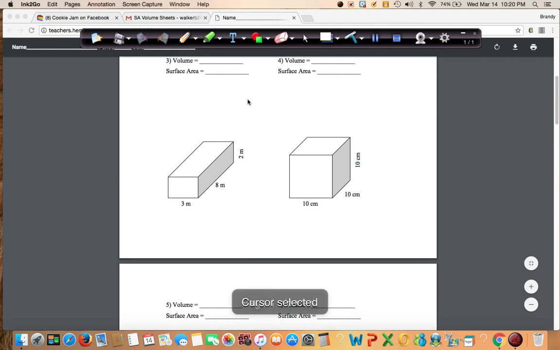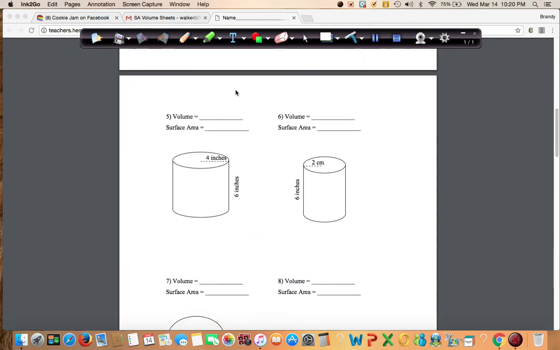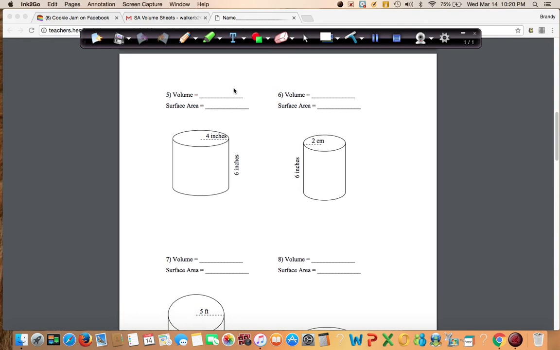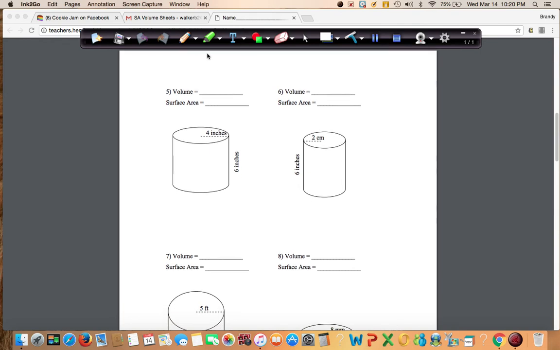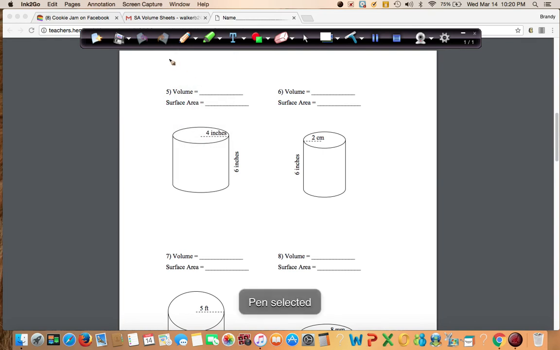Okay, here we go down to our cylinders. So we have number 5 and 6 here. Now, alright, so volume for a cylinder.